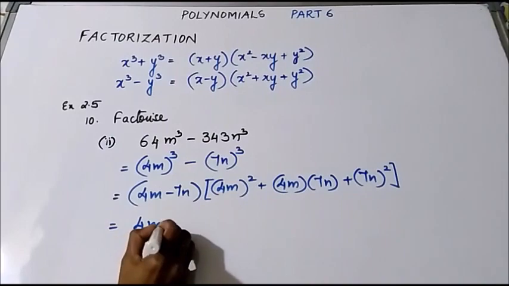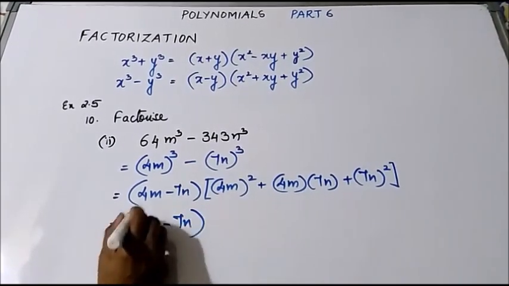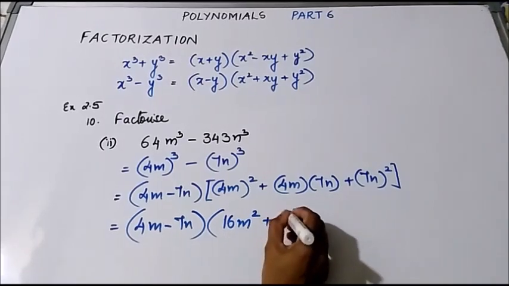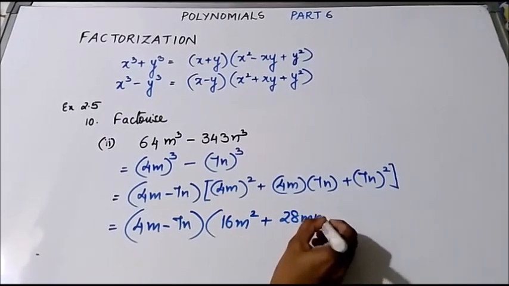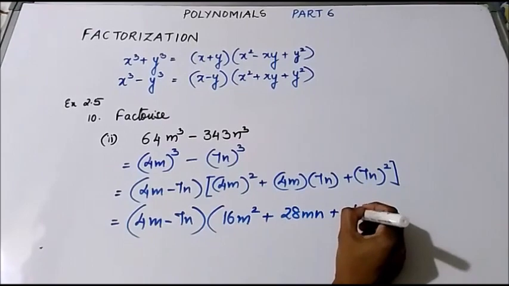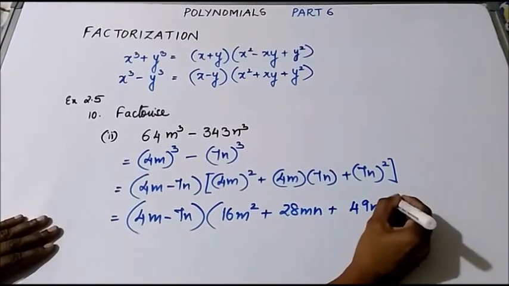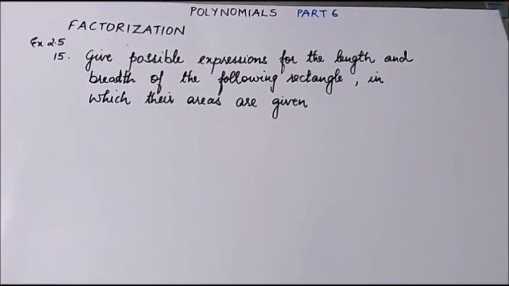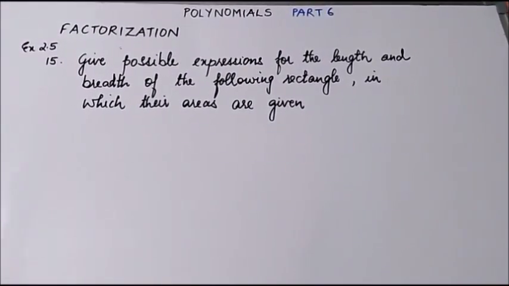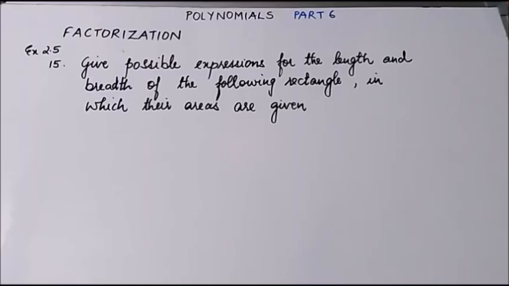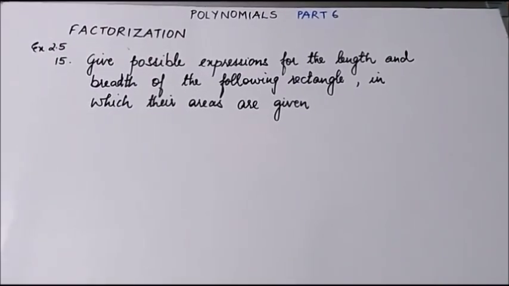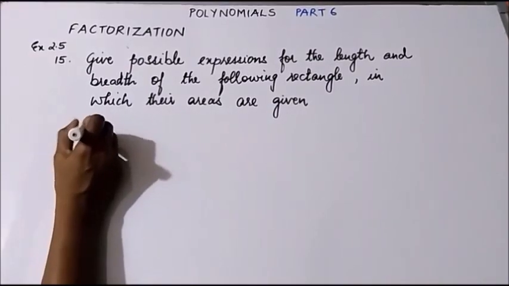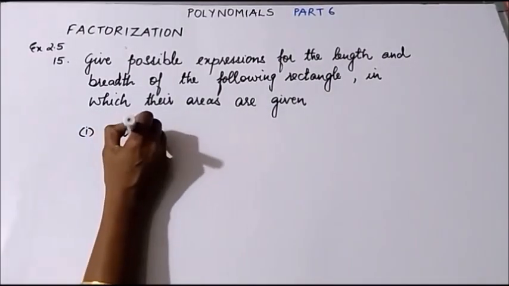Here we get 4m minus 7n. This will be 16m square plus 28mn plus 49n square. Let's do exercise 2.5, the 15th question. Give possible expressions for the length and breadth of the following rectangle in which their area is given as. There are two questions, we will be doing the first one.